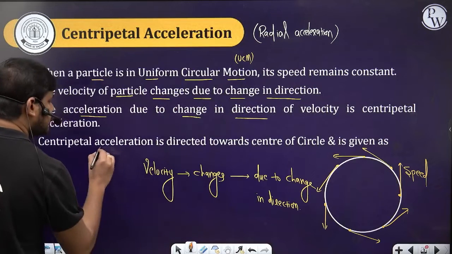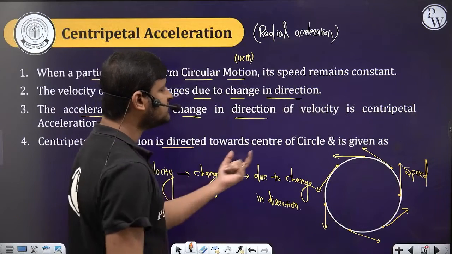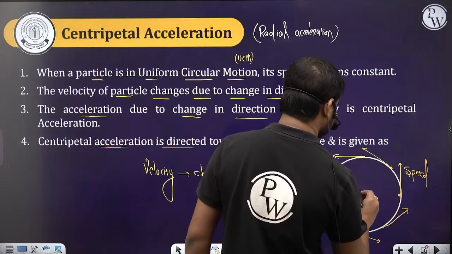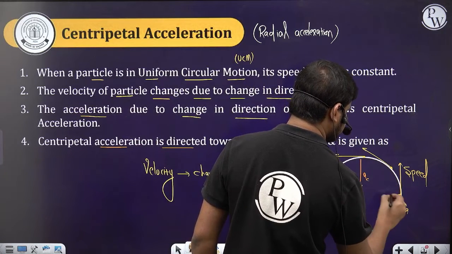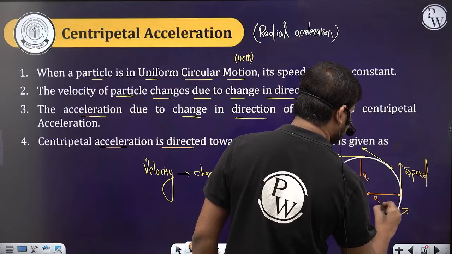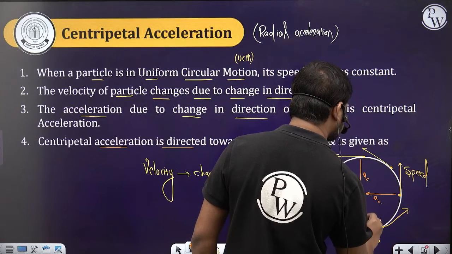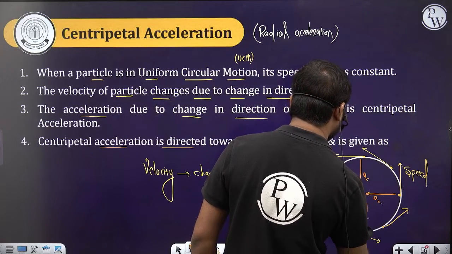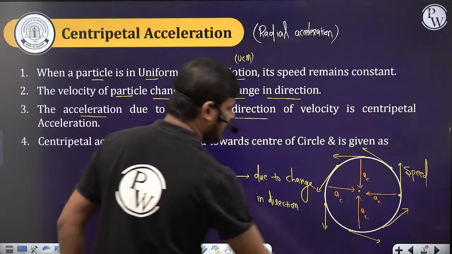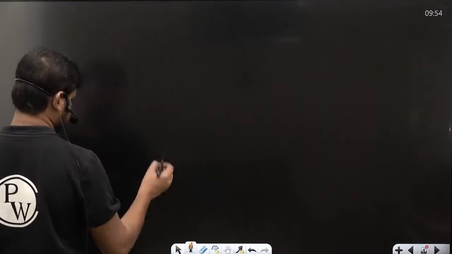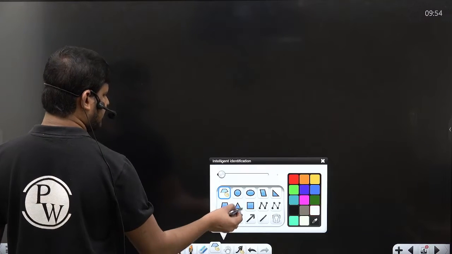The centripetal acceleration is directed towards the center of the circle. See here, it is always directed towards the center of the circle. Here a_c, here a_c, and here a_c. The centripetal acceleration is denoted with a_c, and is given as, let me write the formula. So here again let me draw the diagram once.